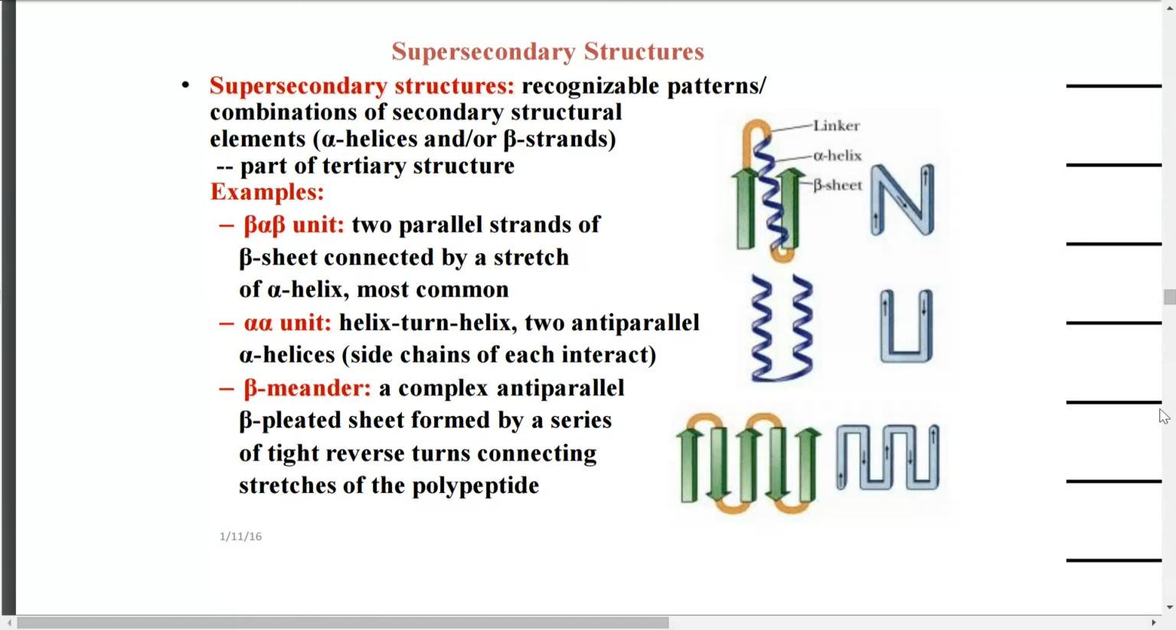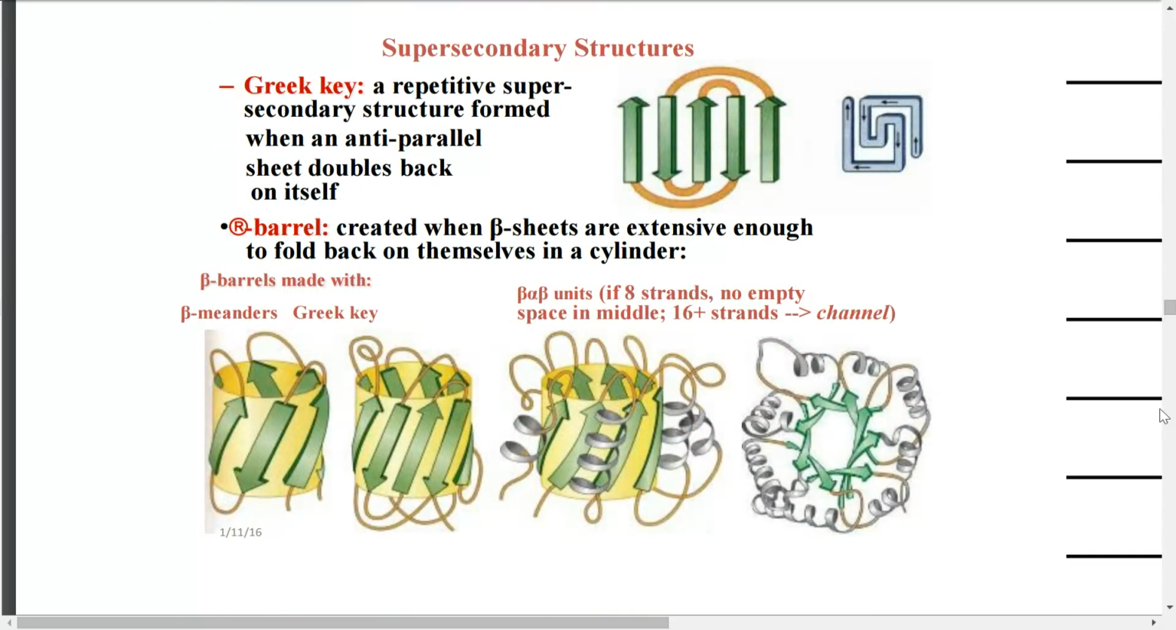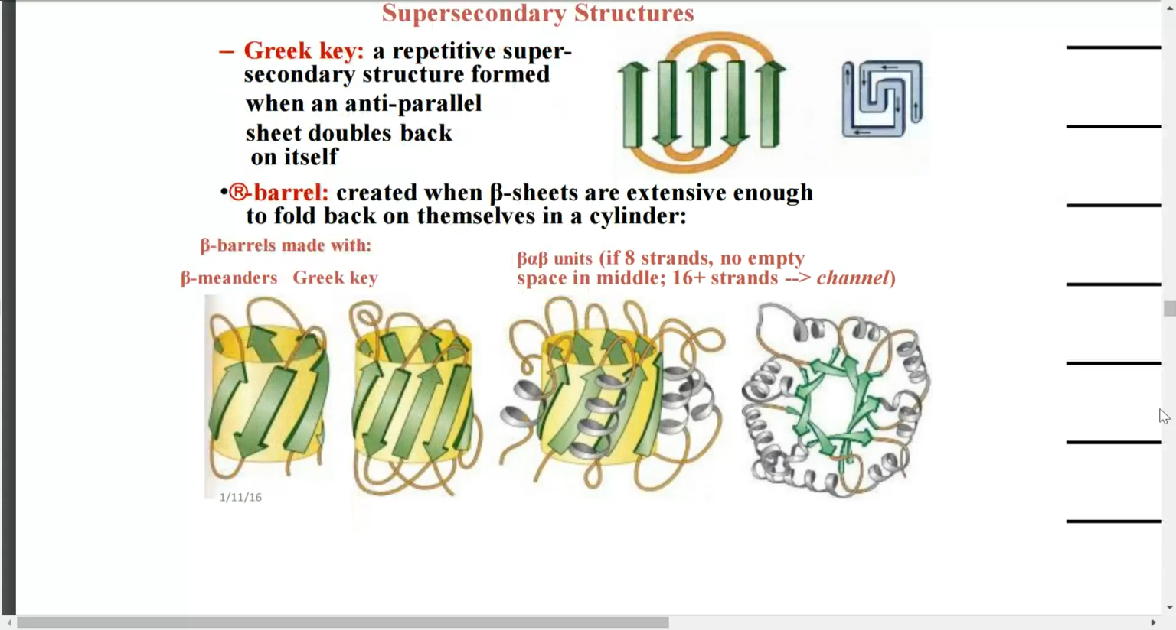We have a number of super secondary structures. I won't spend a lot of time, in fact, hardly any on these, but we have various different kinds of combinations. It's not that important for this course, but you should realize that you can get all sorts of combinations of these types of compounds. Okay? So again, there are some more barrels and more stuff.